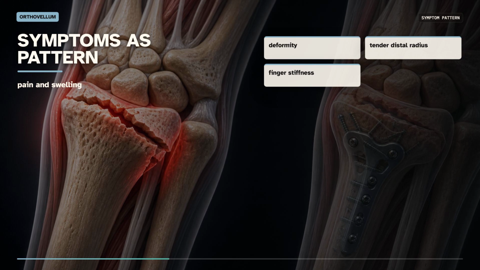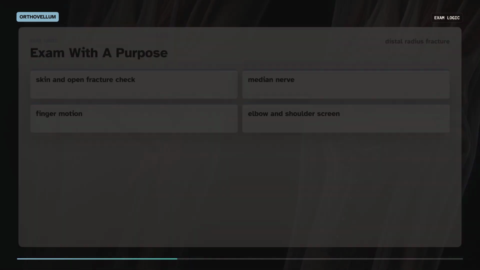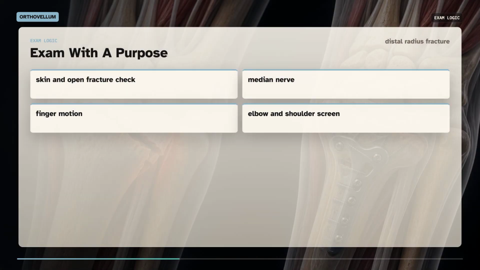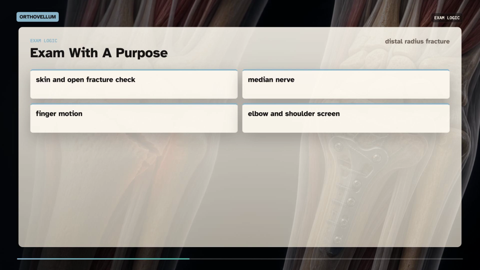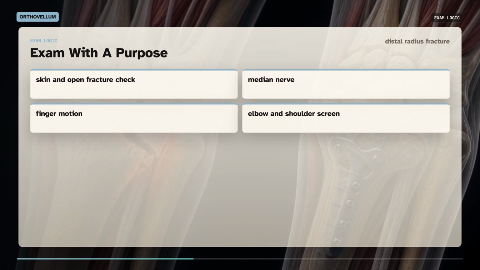The best history is not a questionnaire. It is a map of what loads reproduce the problem, what settles it, and what function is disappearing. The exam should not be random. For this topic, deliberately check skin and open fracture check, median nerve, finger motion, elbow and shoulder screen. A good exam separates pain from weakness, stiffness from fear, and joint disease from referred pain.